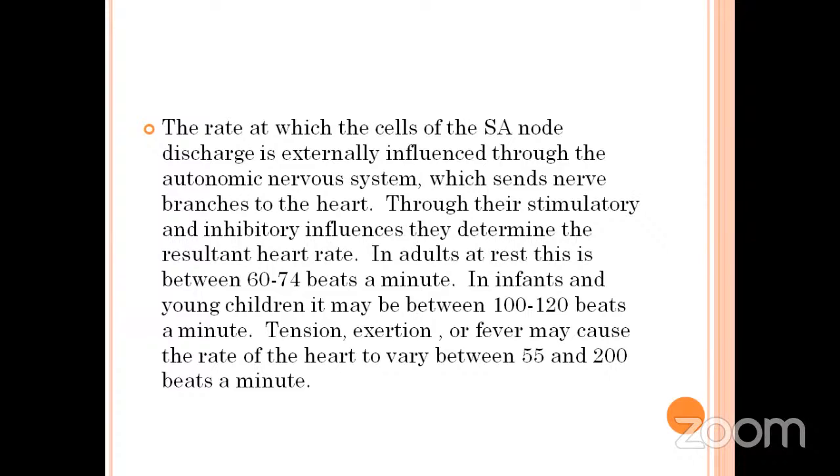Through their stimulatory and inhibitory influence, they determine the resultant heart rate. In adults at rest, this is between 60 to 74 beats a minute. In infants and young children, maybe between 100 to 120, so it's more. Tension, exertion, or fever may cause the rate of the heart to vary between 55 and 200 beats a minute. So it depends on the situation.